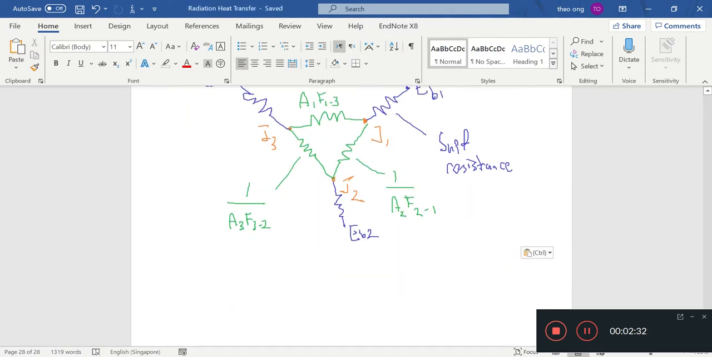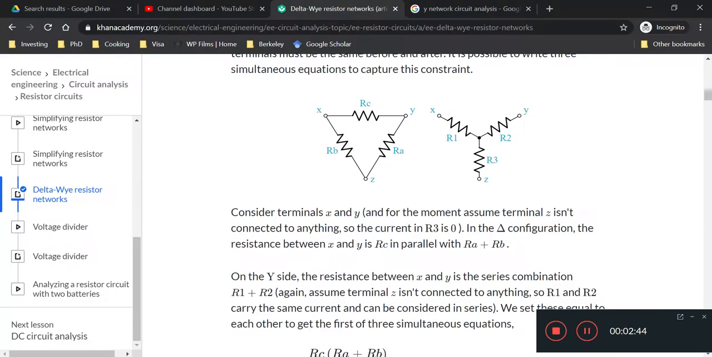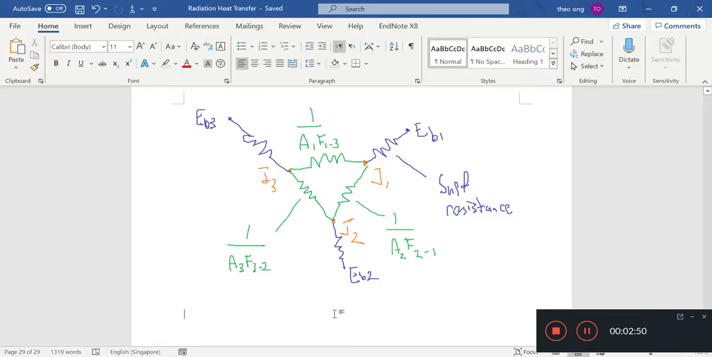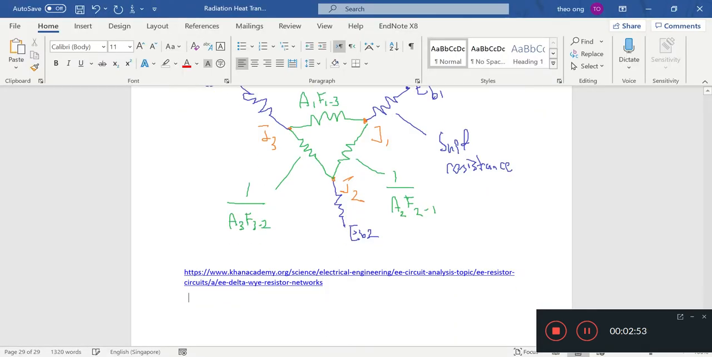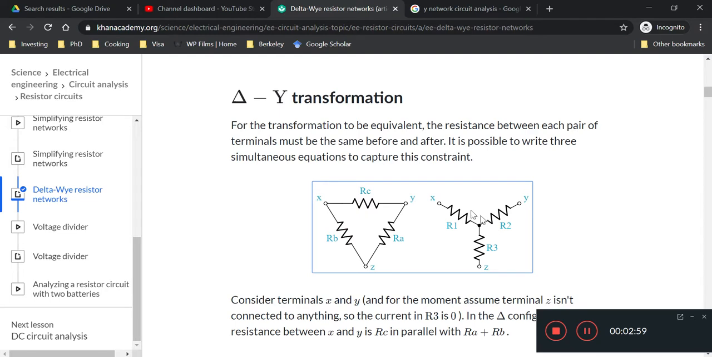Okay, so with this kind of a delta network, there's a delta because it's a triangle, it can get kind of tricky to start solving these problems. So what is usually used, according to my professor, who taught me before, is called the delta Y resistor network, the delta Y transform. What the delta Y transform means is that you can convert this kind of triangular network into something like this: R1, R2 and R3.